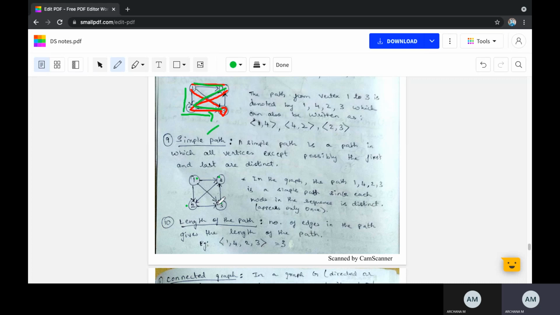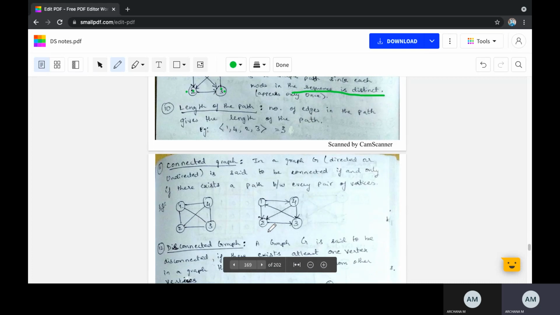For traveling from 1 to 3, you can travel from 1 to 4, 4 to 2, 2 to 3. Like this, all nodes are appearing only once. Now look here, when you go 1 to 4, 4 to 2, 2 to 3, this is a simple path. Like this, all nodes in a sequence are distinct, that is, they appear only once. That is known as a simple path.